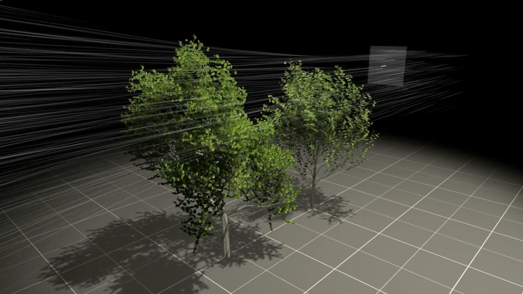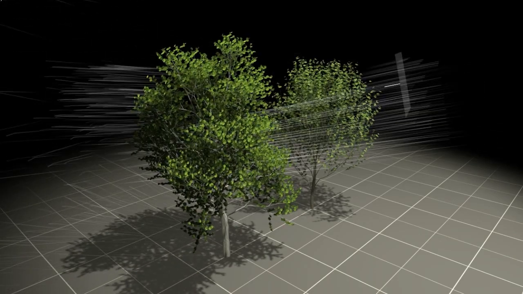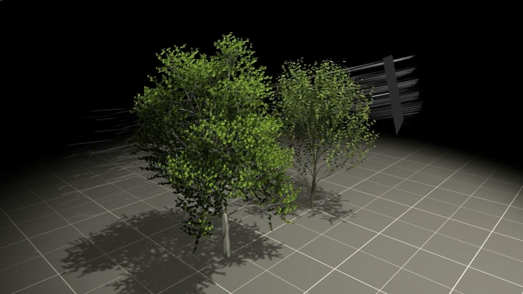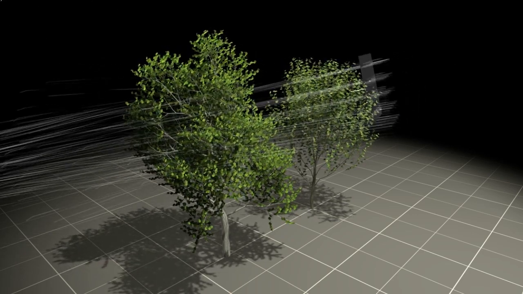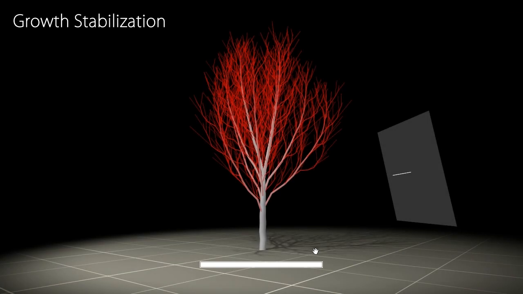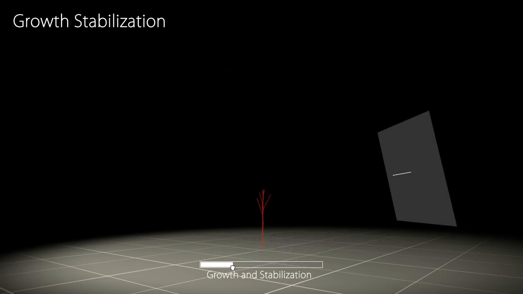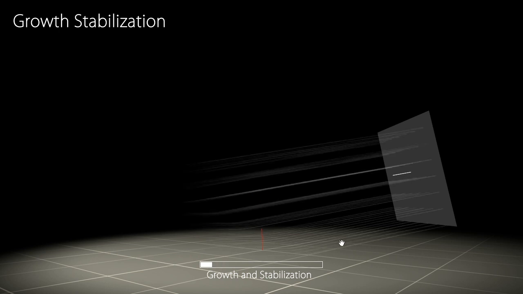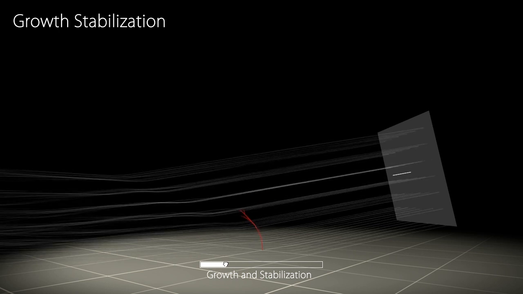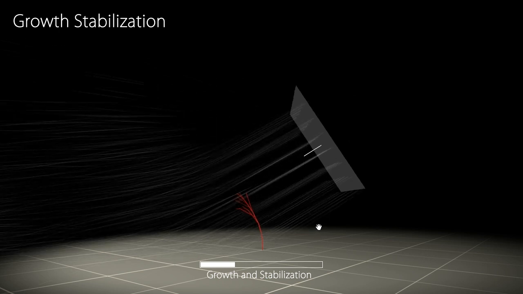In this sequence, the user interacts with the framework by initiating or directly modifying the wind field. A user can interactively influence the developmental process. The system allows for adjustments to the environment while the tree stabilizes its branching structure.